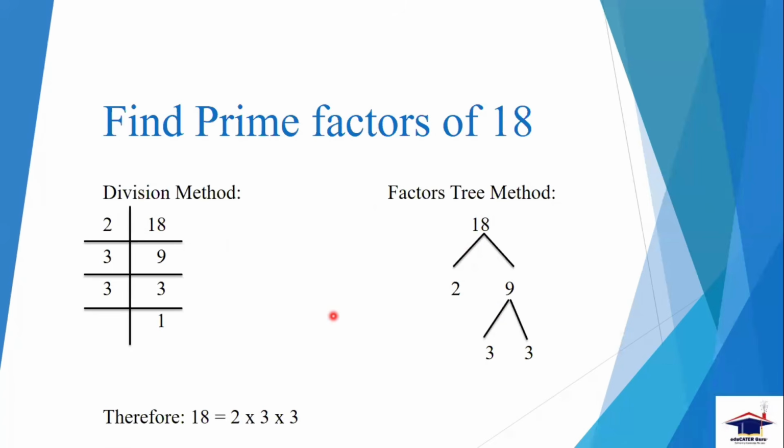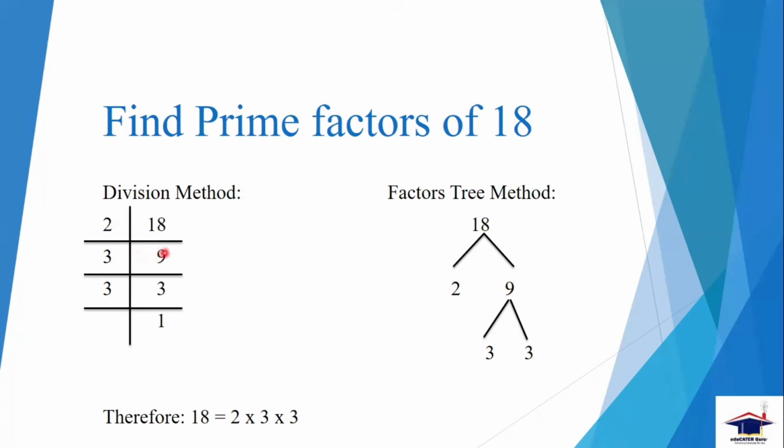Now, I have taken a simple problem. Find prime factors of 18. Here it is given in two methods: the division method and the factor tree method. In the division method, they have asked for prime factors, so we write 18. First we start with the lowest number, which is 2. We check whether it is divisible by that number, and if not, we go to the next possible number. Here 2 9s are 18.